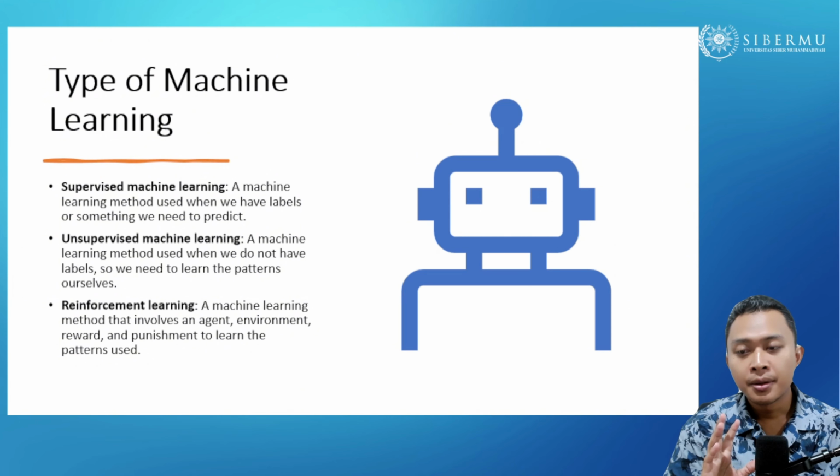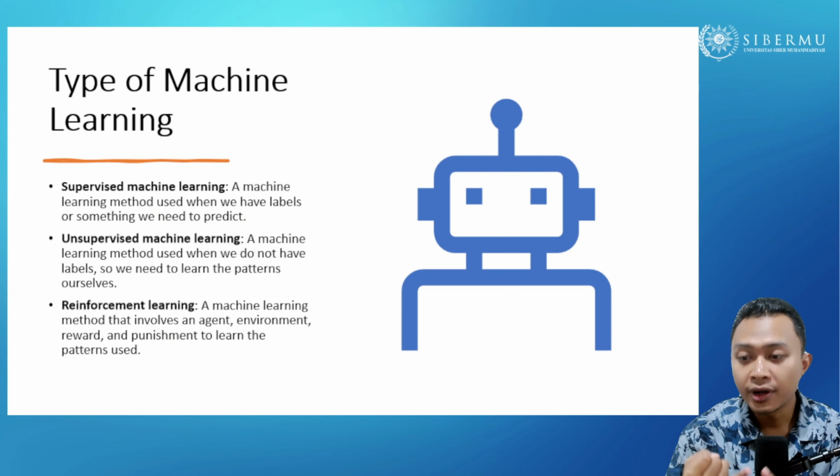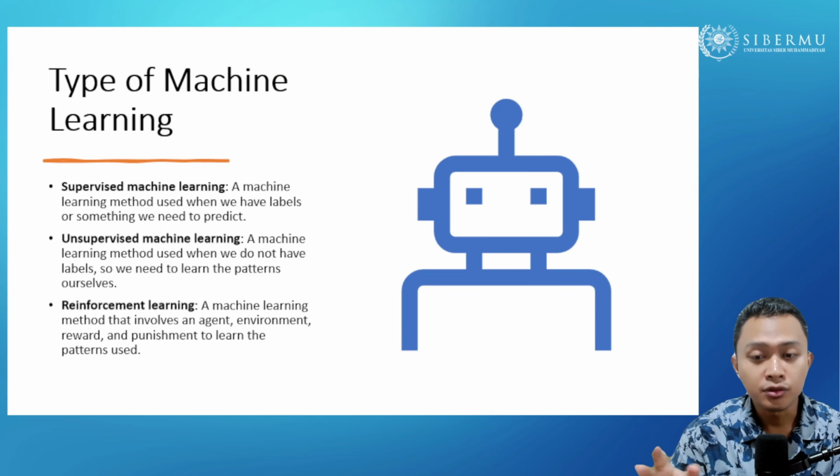Machine learning comes in three flavors. Supervised is when we have answers to predict. Unsupervised is figuring it out without answers. And reinforcement is like a game with reward and penalty. Which one sounds fun to you?